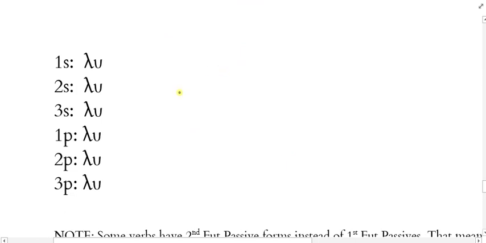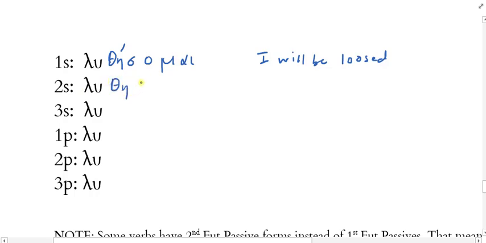All right, so future passive, and this luo takes a first future passive formation. So it's lu, thase, amai. Okay, lu, thase, amai. What does lu, thase, amai mean? I will be loosed. Now, second singular, lu, they, sesai becomes lu, they, say, with the iota subscript under that eta. And that's you will be loosed.